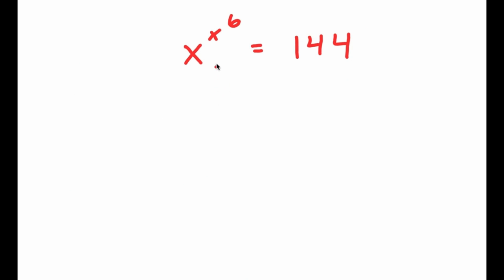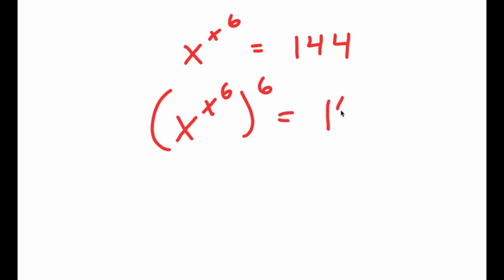All right, so in this problem, I have x to the power of (x to the power of 6) is equal to 144. So to solve this, I'm going to start by taking the power of 6 on both sides.